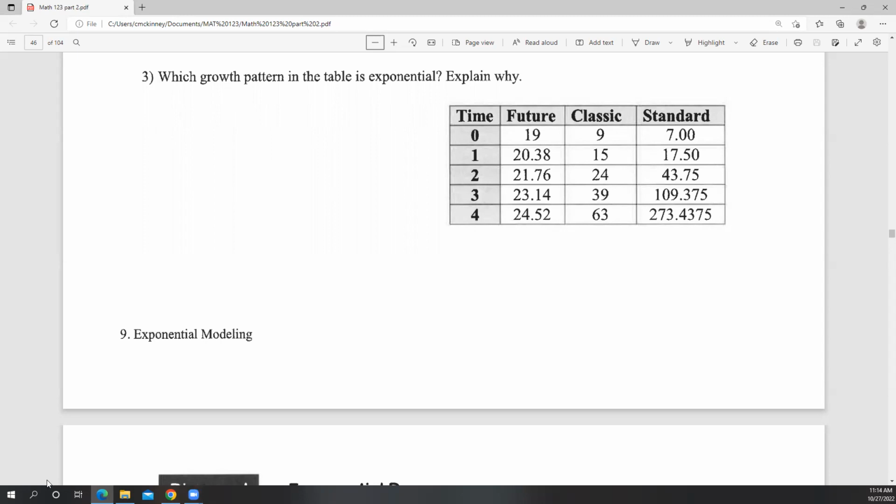So now we have different growth patterns in this table. There are 3 different bits of information: future, classic, and standard. Which one of those is exponential? So try to figure out which one you think is exponential growth.